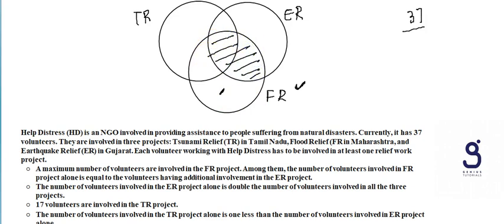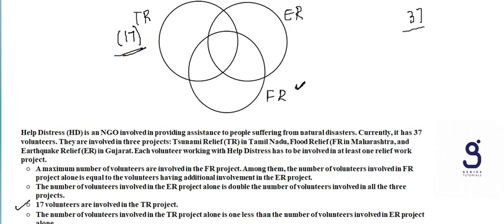Okay, but right now we are not concerned with this. Another information is given that the number of volunteers involved in ER project alone is double the number of volunteers involved in all the 3 projects. That means this part is equal to twice of this part. Next, 17 volunteers are involved in TR project. So you have to go for this clue in which direct information is given.